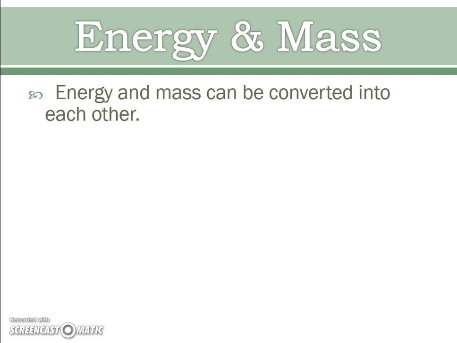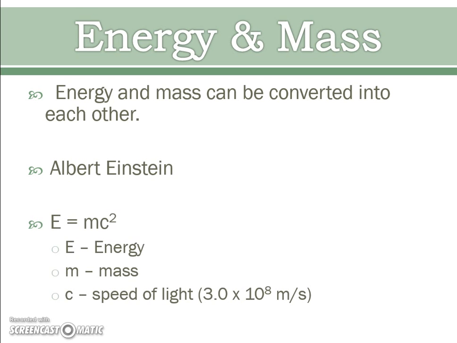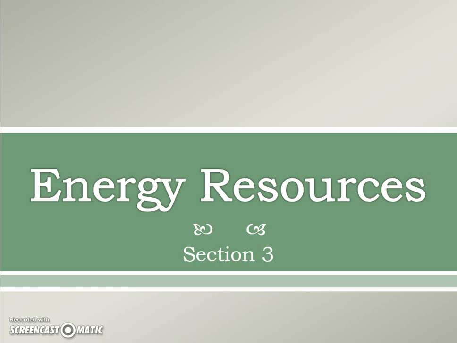Now, energy and mass can be converted into each other. So energy can turn into mass. Mass can be converted into energy. And the way that happens was something that Albert Einstein came up with as E equals mc squared. So your energy has to be equal to your mass multiplied by the speed of light squared. And we're not really going to go a whole lot into detail about that, but we will talk a little bit more about Einstein.